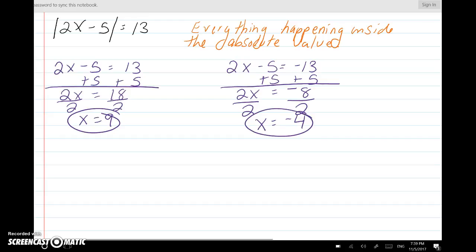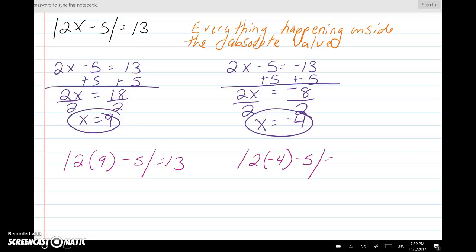I'm going to do my check in pretty purple here. And we have the absolute value of 2 times 9 minus 5 equals 13. We're going back to the original equation for both of these. Absolute value of 2 times negative 4 minus 5 equals 13. Again, we're not using these equations that we split, but the original equation from the top.